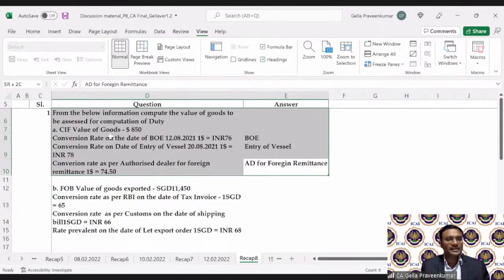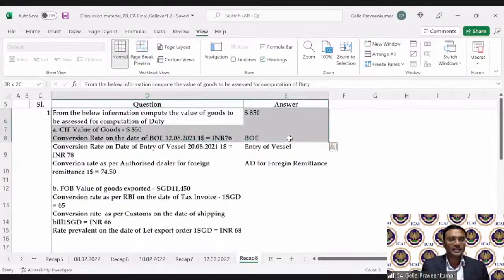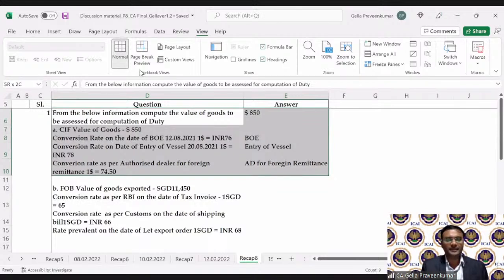So please confirm, students, for this particular case of import, $850 is my value of import. Please convert into INR and let me know what rate is to be adopted. For this particular case, what rate you have to adopt and what is the value in INR? Sairam says, sir, we have to adopt as per section 46, bill of entry, that is 76. Perfect.